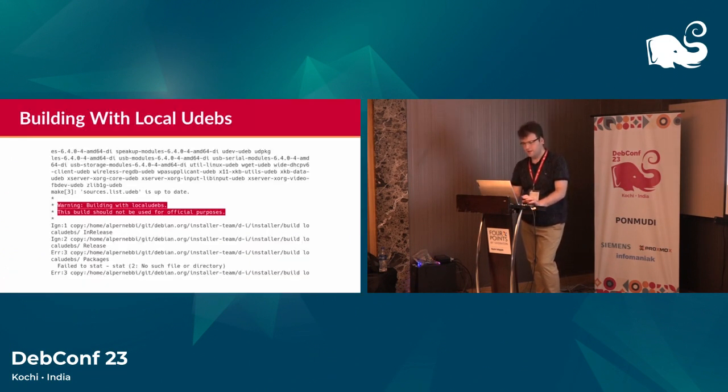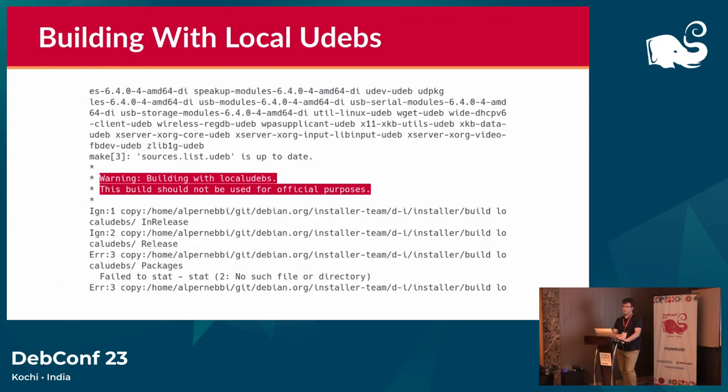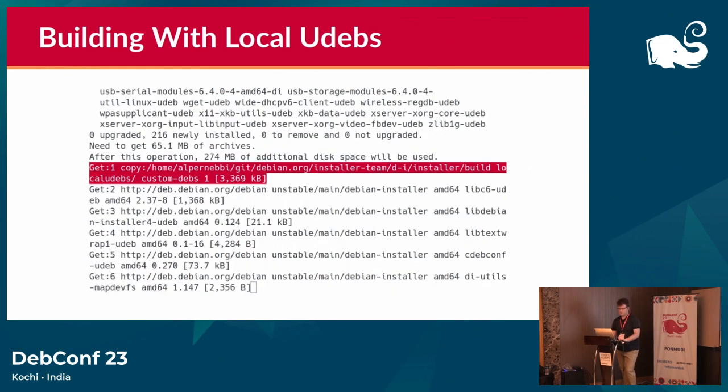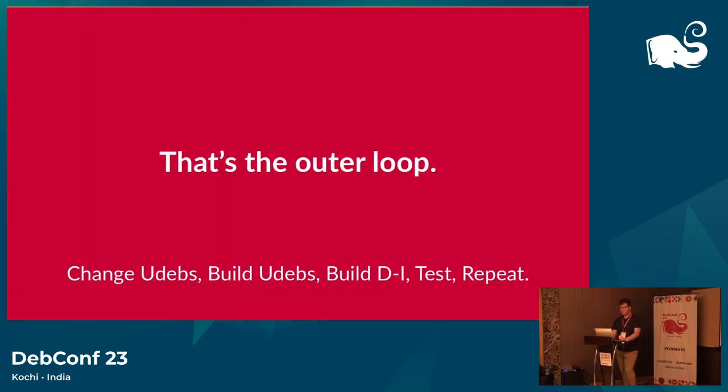So while building with udebs in that local udeb folder and in the local package lists, we get some warnings about building with local udebs should not be used for official purposes. And while unpacking the packages to create the initrd, we can see our package in the list, and in the apt log we can see it downloaded from that directory and used it. And that's like the outer loop of how to work with Debian Installer.